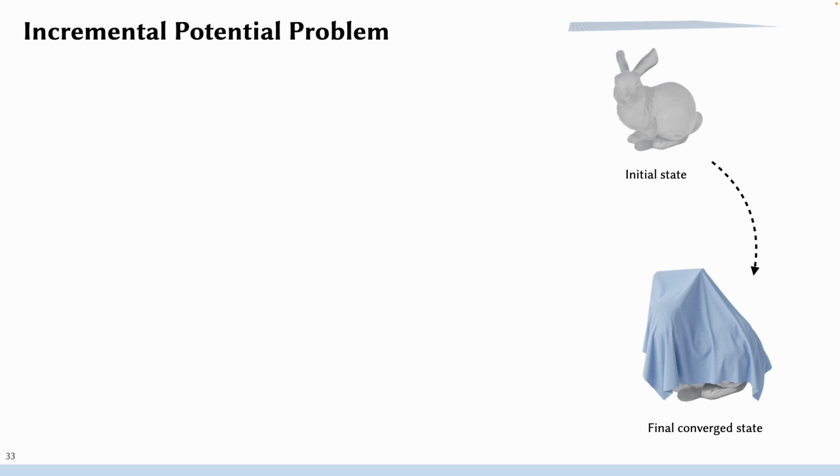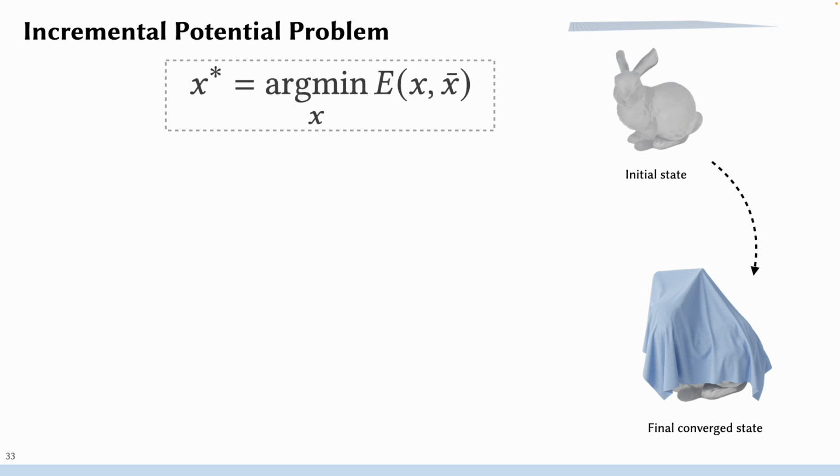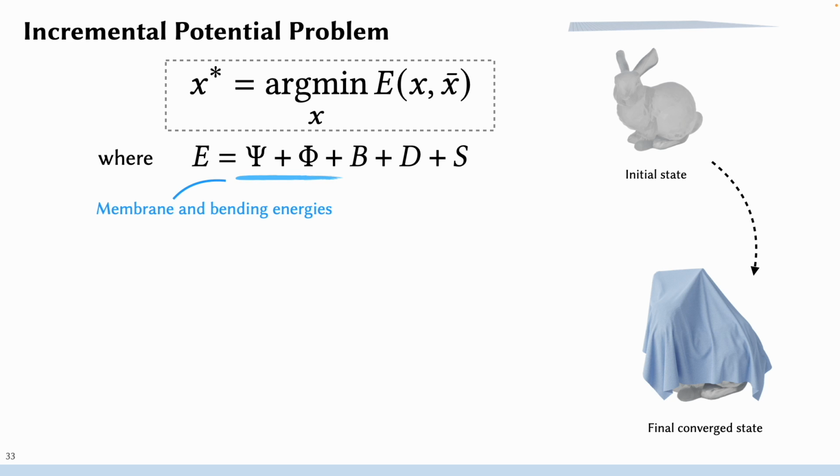Regarding how we get from the initial state to the final converged shape, like many other physics-based simulation methods, our objective at the finest level is always this incremental potential problem, which is a variational form of the discretized equilibrium equation. And notice that we don't care about the dynamics in between. Specifically, the objective energy E could be further broken into two parts, the elastic and contact-related potentials. Here, psi and phi are membrane and bending energies, while B is contact barrier, D is the friction dissipation potential, and S is the strain limiting barrier. We encourage you to read the original IPC and C-IPC papers for their detailed definitions.